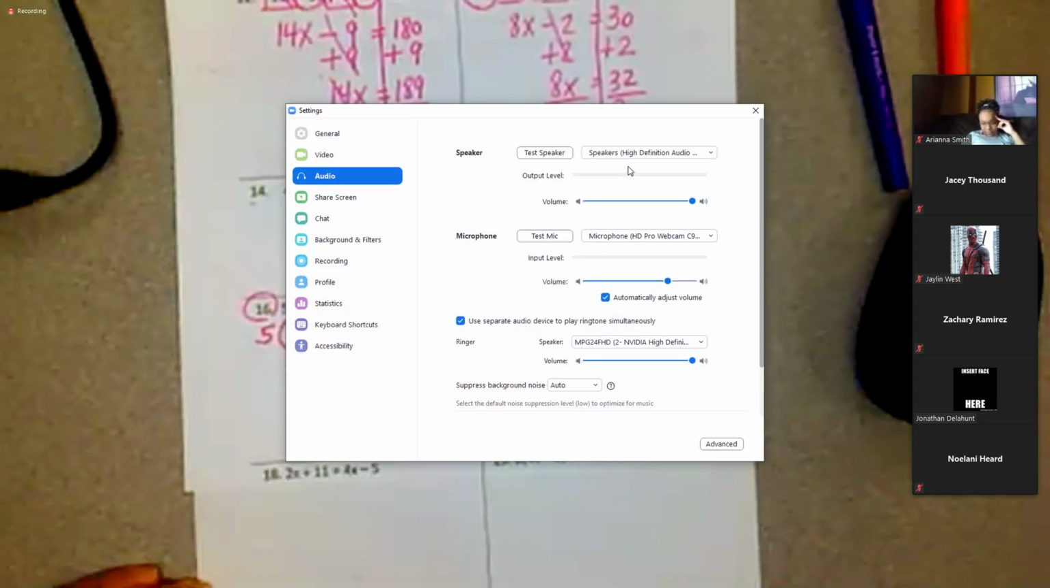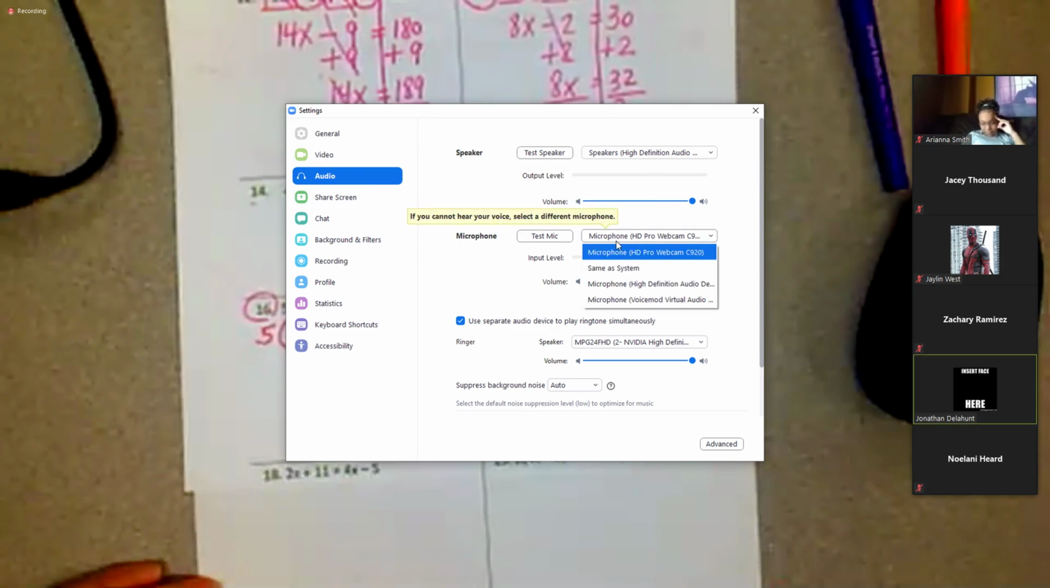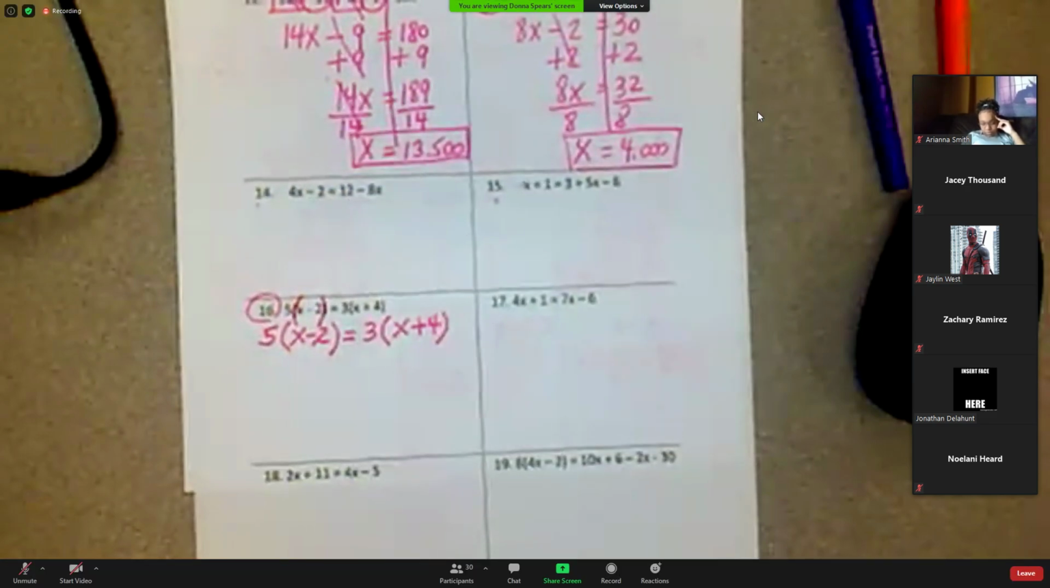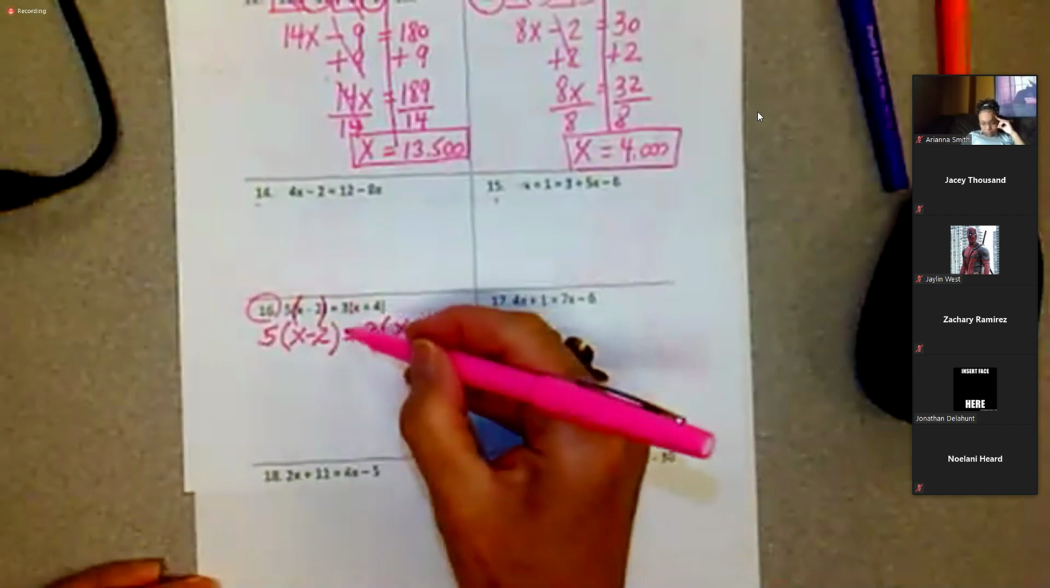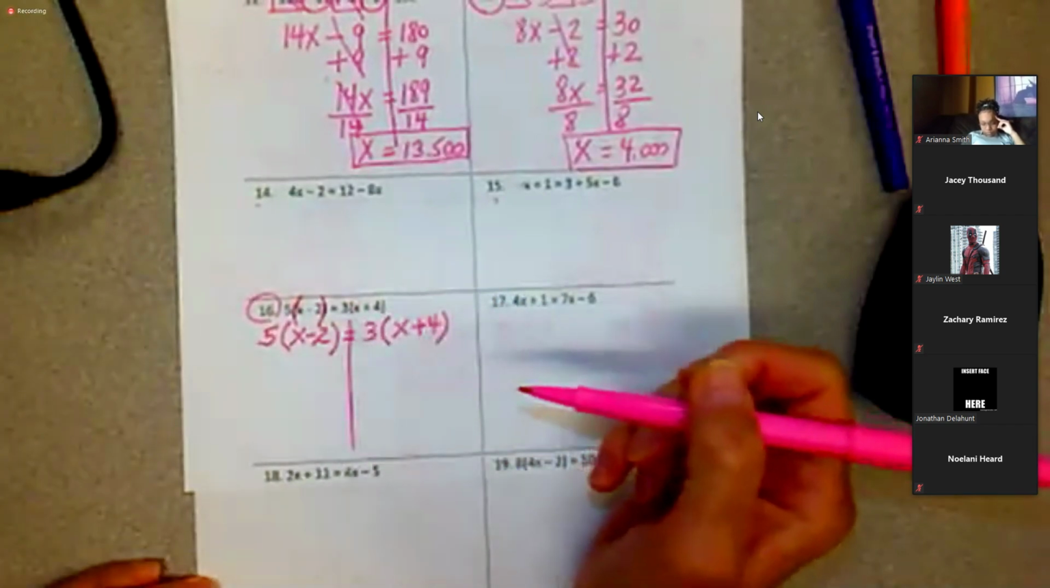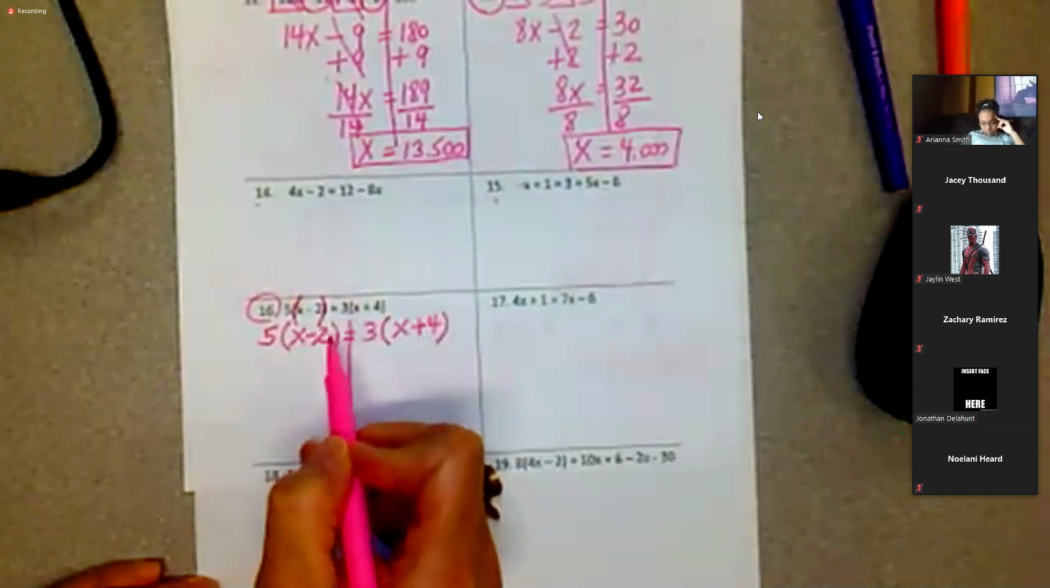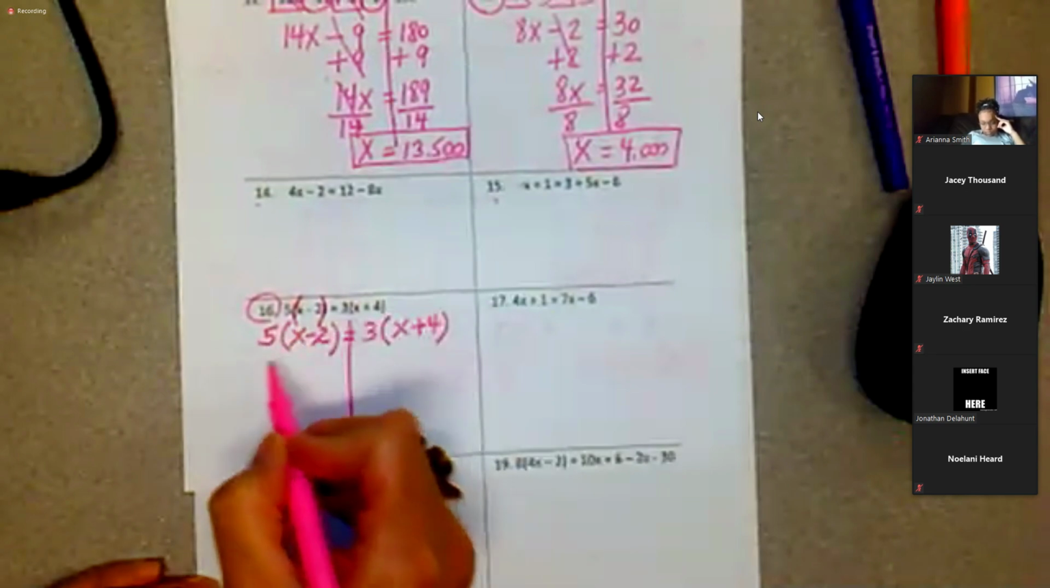Equation. Are we distributing? Yes, who said that? Distributing? We are distributing. Awesome. That's what it's called. And distribute means what? You distribute the front number by each thing inside the parentheses, remember?